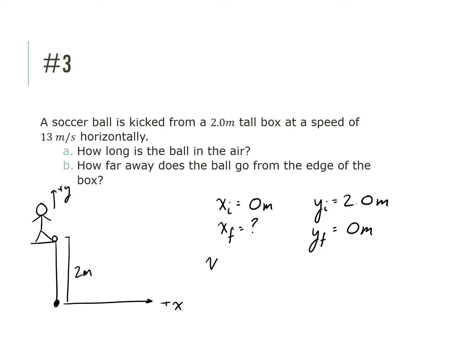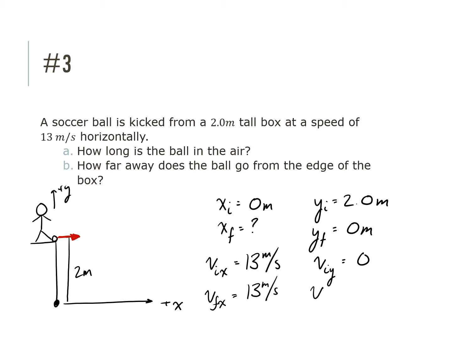If I look at my initial velocity in x, I'm told that I'm kicking the ball horizontally. So when I am kicking this ball, it is going purely in the x direction. So it's going to be 13 meters per second in x and 0 in y. My final velocity in x is also going to be 13 meters per second because when we do projectile motion, we are ignoring any air resistance. Oops, that should be Fx.